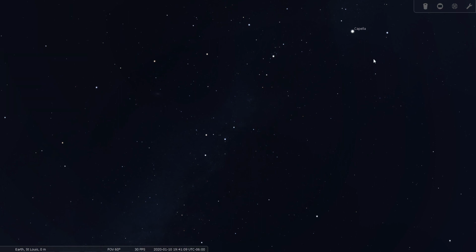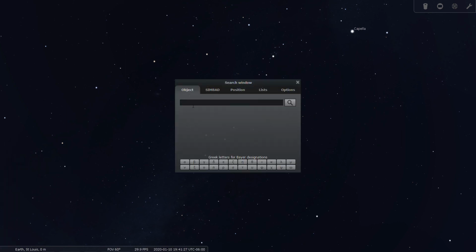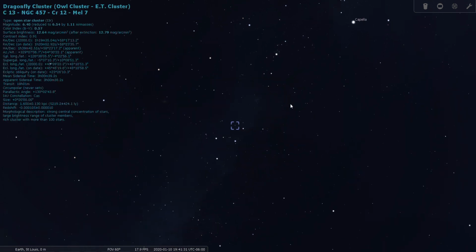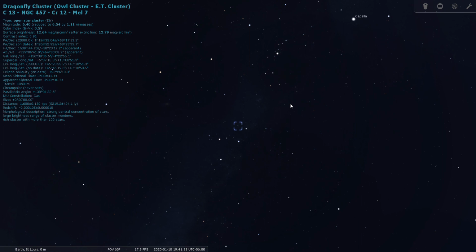Okay, I have another object listed here. Hopefully this one's correct in Cassiopeia, and it's NGC 457. That sounds familiar to me. The ET cluster? Does that sound right? NGC 457? Yeah, here it is. It says Owl Cluster or ET Cluster. So my memory did serve me correct on that one.